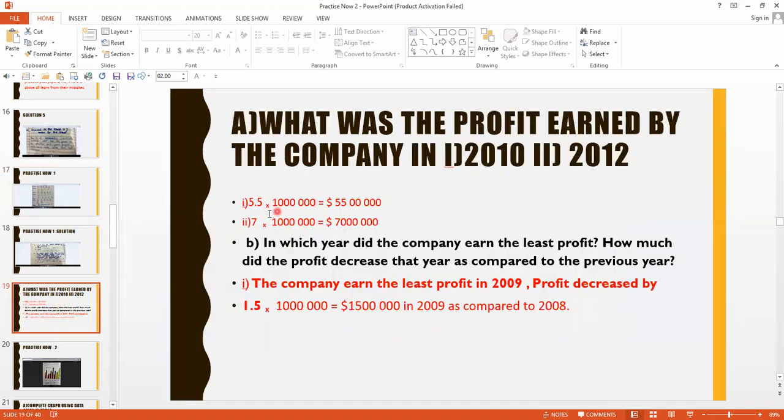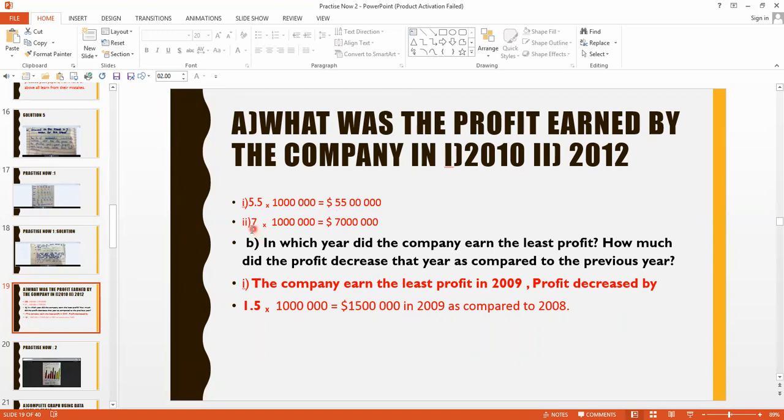So for 2010, you simply write 5.5 multiplied by 1 million. Units: 10, 100,000, 10,000, 100,000, 1 million. So 5.5 multiplied by 1 million is equal to 5,500,000. So $5,500,000.